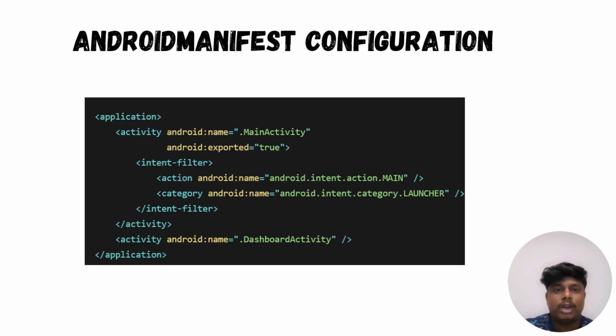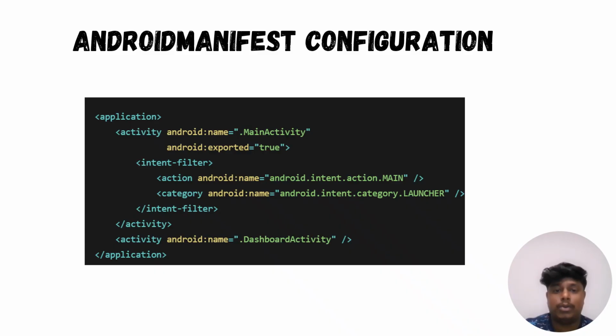Going to the next one, Android manifest configuration. The AndroidManifest.xml is like the blueprint of our application. It tells Android about all our components and how they connect. It declares our main activity, which is the login screen. The dot means it's in our main package.